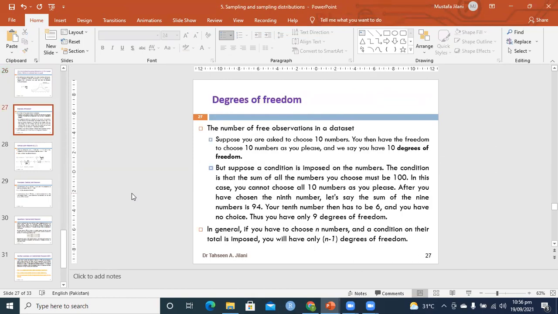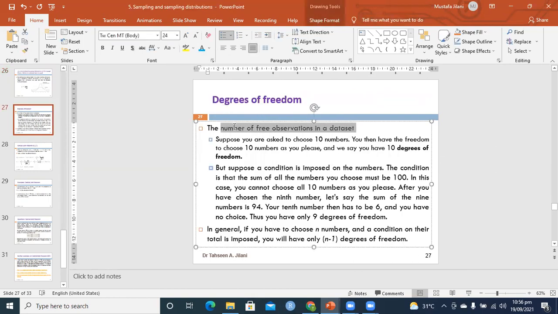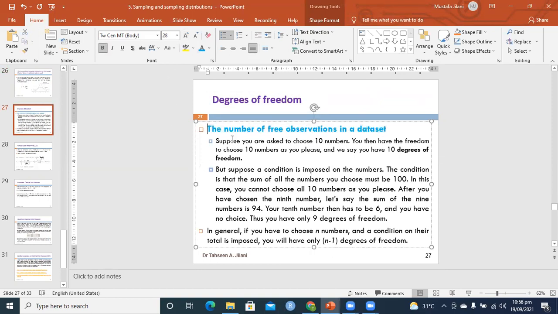Here you can see the number of free observations in a data set. This is the definition of degrees of freedom. What that means is, suppose you are asked to choose 10 numbers, you have the freedom to choose 10 numbers as you like, and we say you have 10 degrees of freedom. That means you can choose any 10 numbers, 1, 2, 3, 4, 10 or a million, 2 million, whatever.